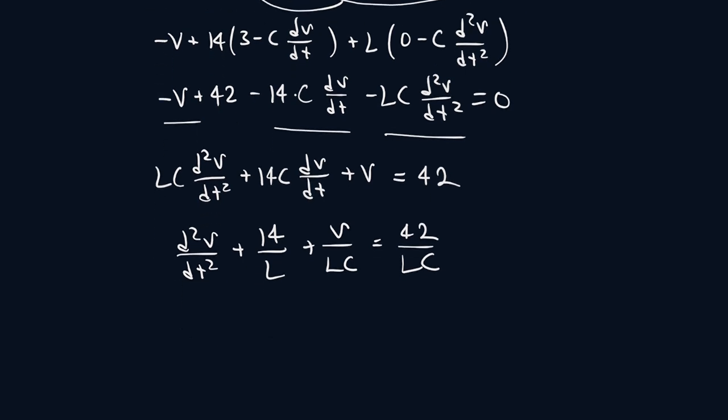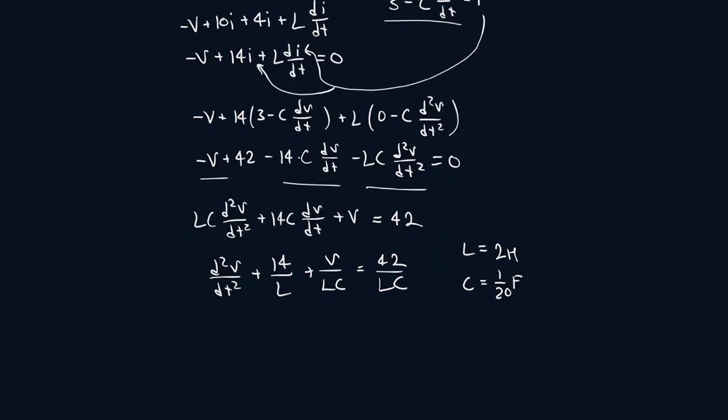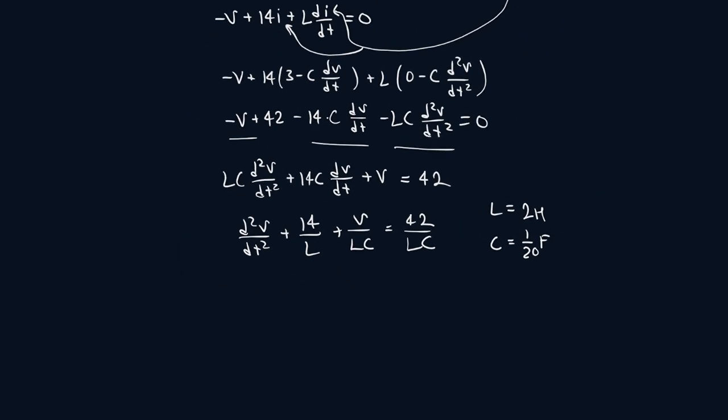Okay, and recall L was 2 henries, and the capacitance was 1 over 20 farads. So plugging those values in, we should get the following. So 14 over 2, that's 7. Oh yeah, and this is dV over dt. Sorry, I forgot to add that. So dV over dt plus V over 0.1. Okay, and this becomes 420.